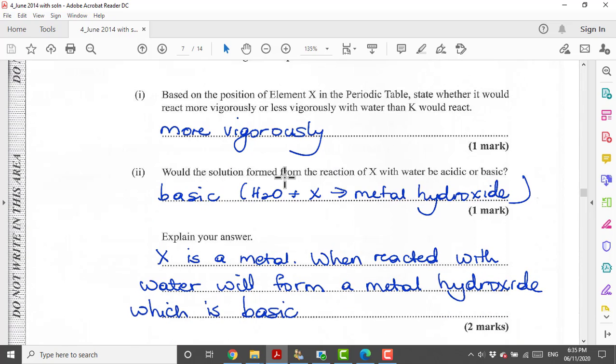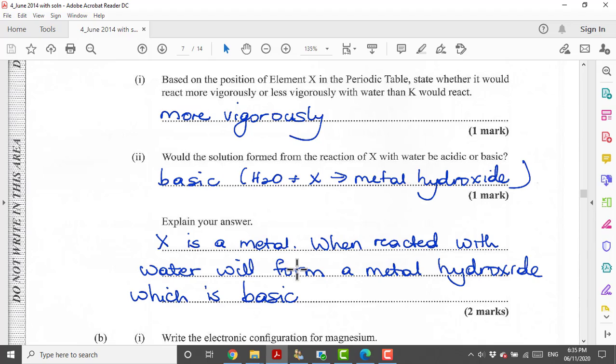Would the solution formed from the reaction of X and water be acidic or basic? Well, it will be basic because from what we learned from metals, metals plus water will give you metal hydroxide. And metal hydroxides are basic or alkaline. All right? So the answer is explained here. X is a metal. When reacted with water, it will form a metal hydroxide, which is considered to be basic.